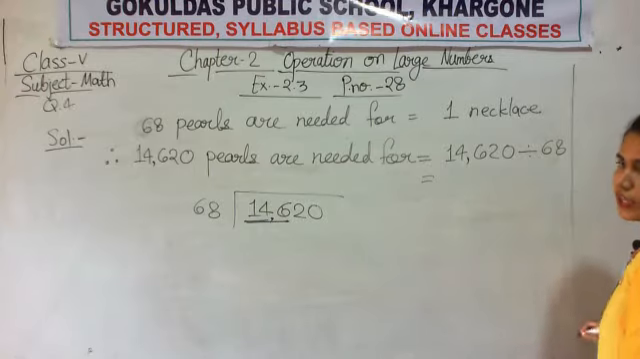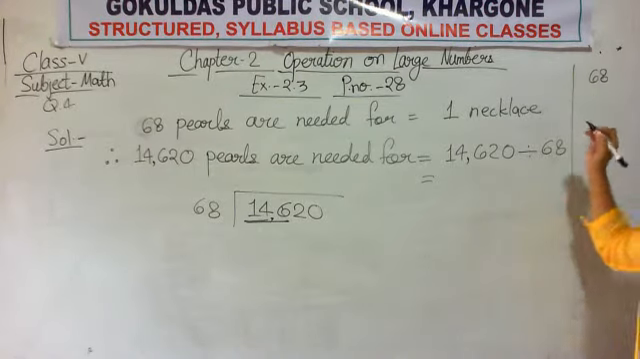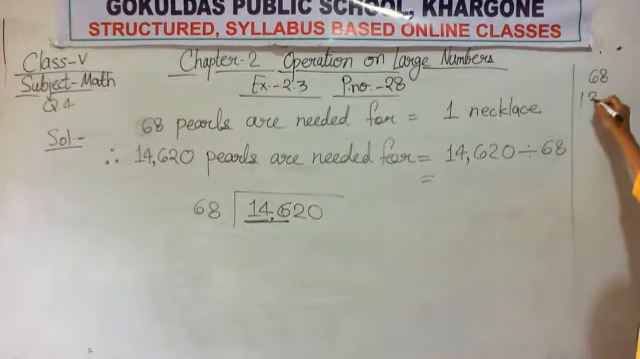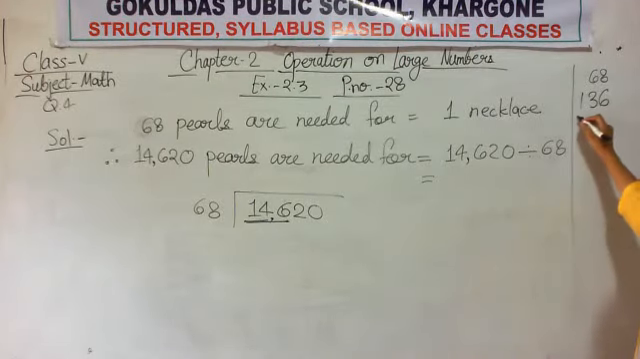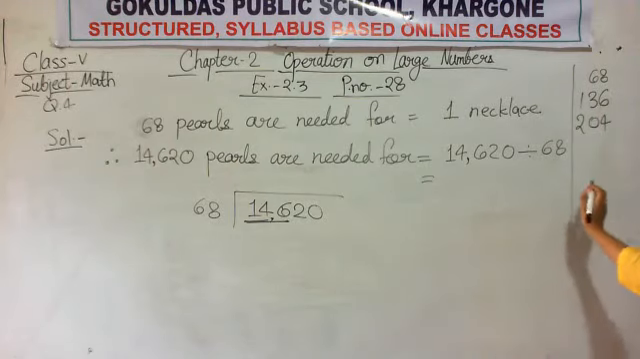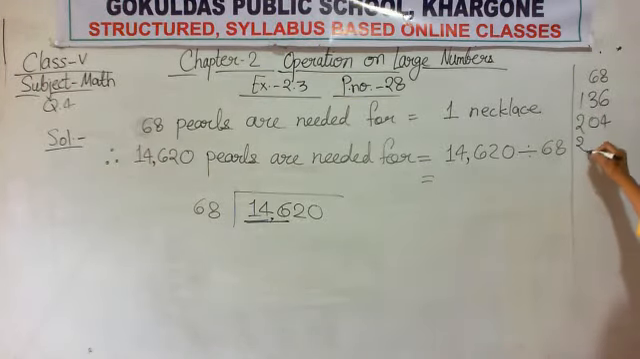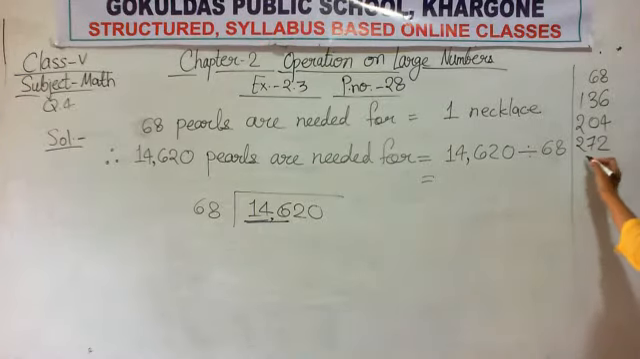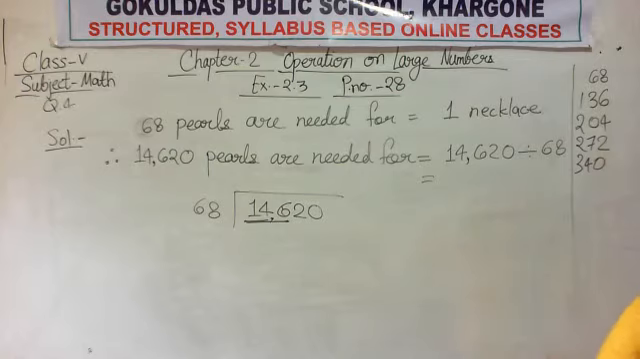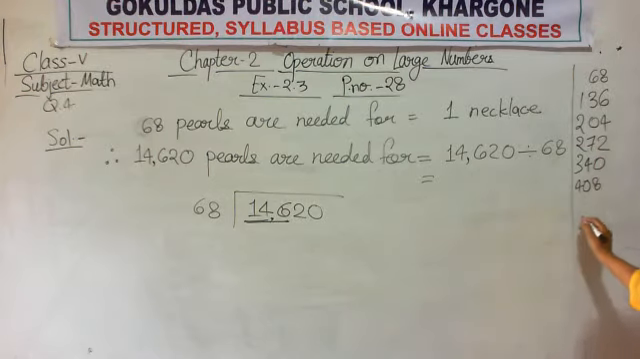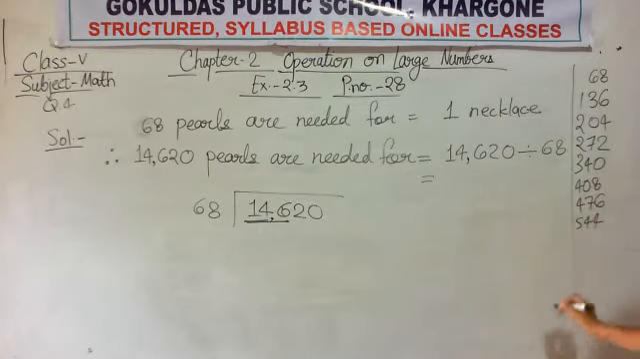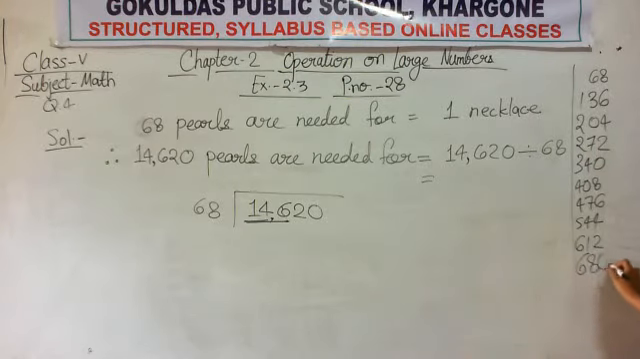For your convenience I am writing: 68 ones are 68, 68 twos are 136, 68 threes are 204, 68 fours are 272, 68 fives are 340, 68 sixes are 408, 68 sevens are 476, 68 eights are 544, 68 nines are 612 and 68 tens are 680, right? It is the table of 68.